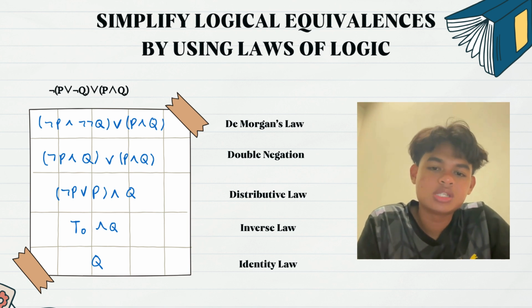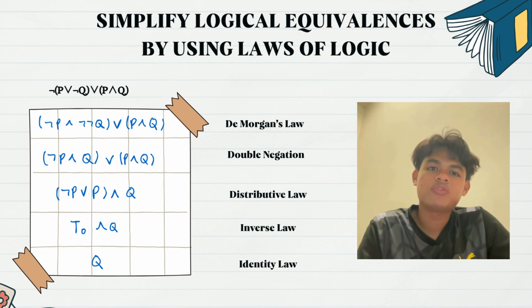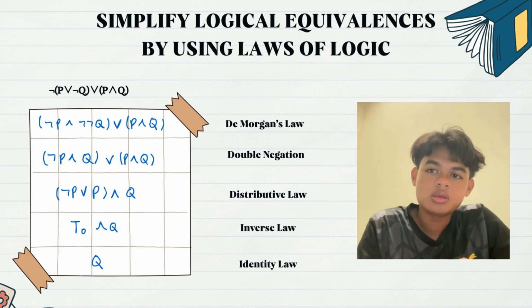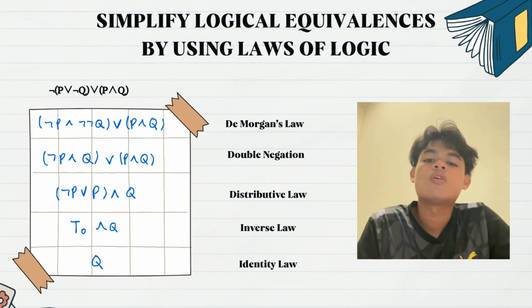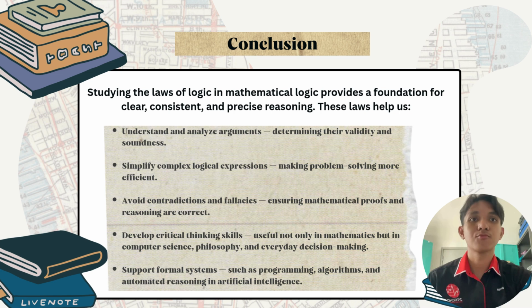So by using all the laws given, we can simplify not (P or not Q) or (P and Q) into Q by using laws of logic. Thank you. Okay, so here is the conclusion.